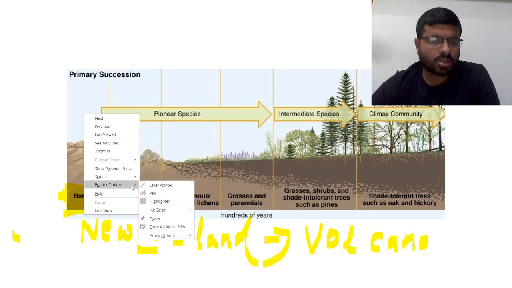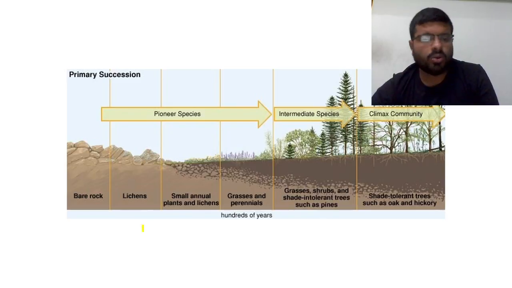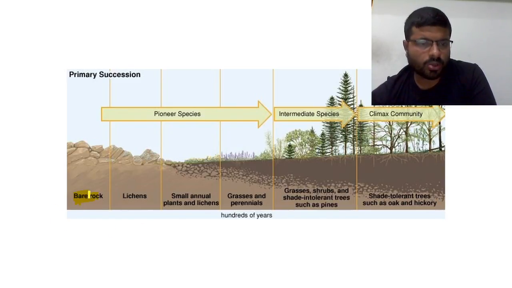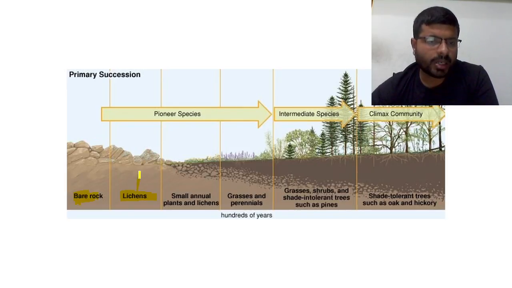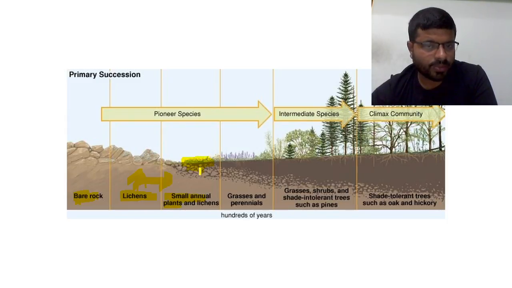So once a bare rock develops, do you find vegetation immediately there? Definitely not. Initially bare rock will be there, and slowly lichens will develop. What happens with lichens, algae and fungus is that they develop, and as they die, there will be some amount of decay of organic matter. Through this decay, slowly some small plants, grasses, will develop as lichens die.